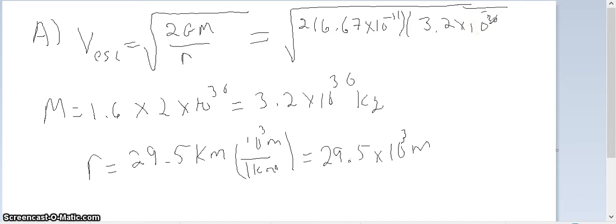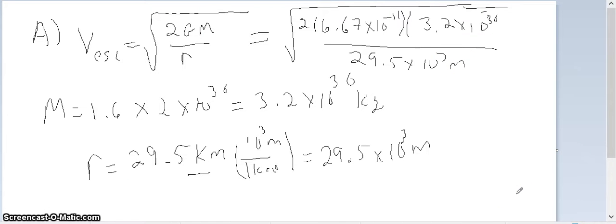And then the whole thing is going to be divided by, all right, so now we have to change the radius from kilometers to meters. That's what I did right here. 29.5, and then in 1 kilometer there's 1,000 meters, so it would be 29.5 times 10 to the third, right? So let's put that in the denominator. Remember, this is all under the square root. 29.5 times 10 to the third meters. All right, and so we'll do the calculation here.